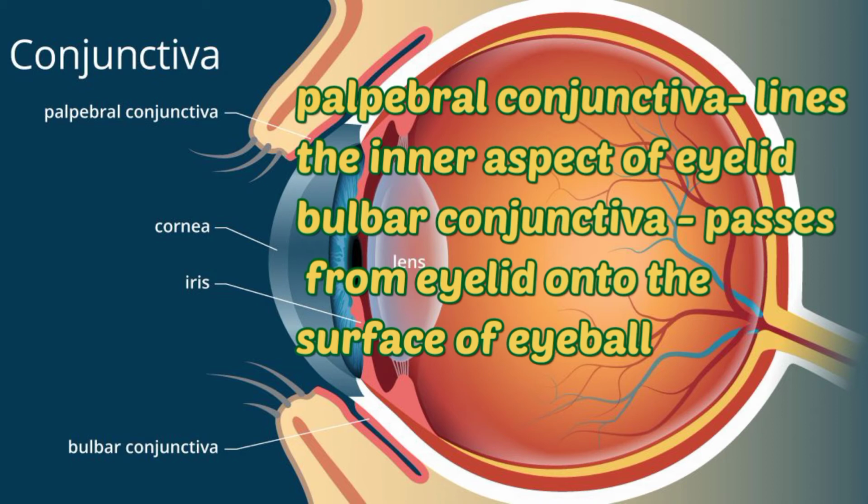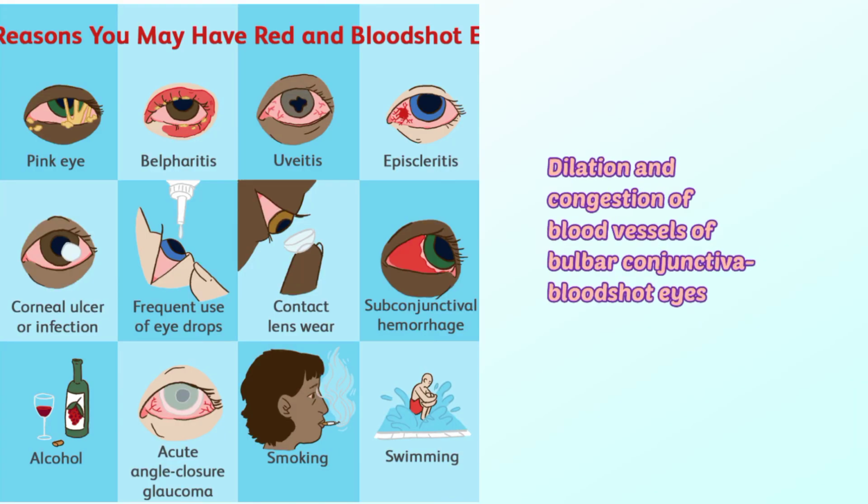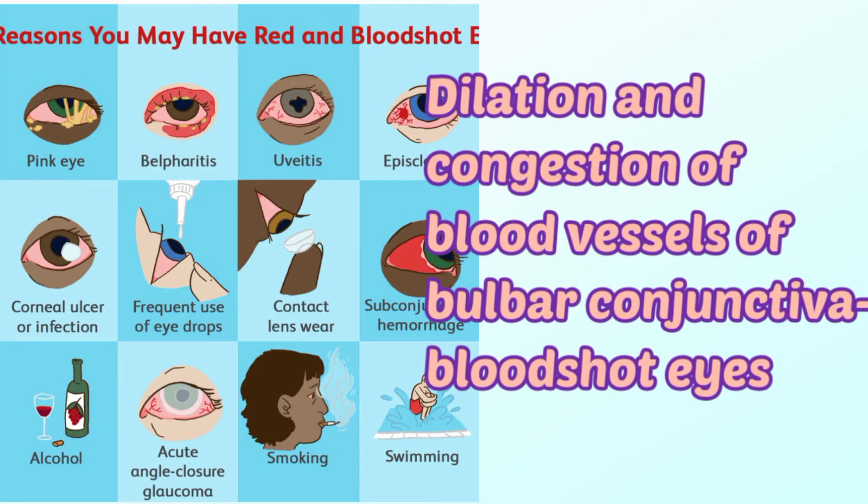passes from the eyelids onto the surface of the eyeball, where it covers the sclera, that is the white part of the eye, but not the cornea, which is the transparent region that forms the outer anterior surface of the eyeball. Over the sclera, the conjunctiva is vascular. Dilatation and congestion of the blood vessels of the bulbar conjunctiva due to any local irritation or infection are the cause of bloodshot eyes.